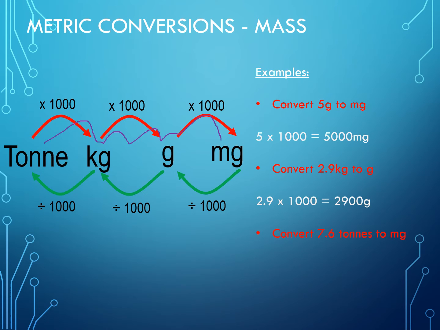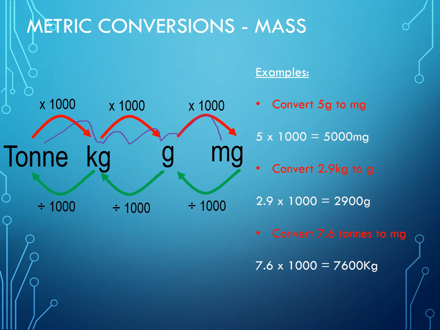So for each of these 3 stages that we have to cover, we need to multiply by 1,000. So let's do it in stages. For those of you who are capable, you can do it all in one go straight to the end. But equally, just to make it easier for ourselves, we can also do it in stages.